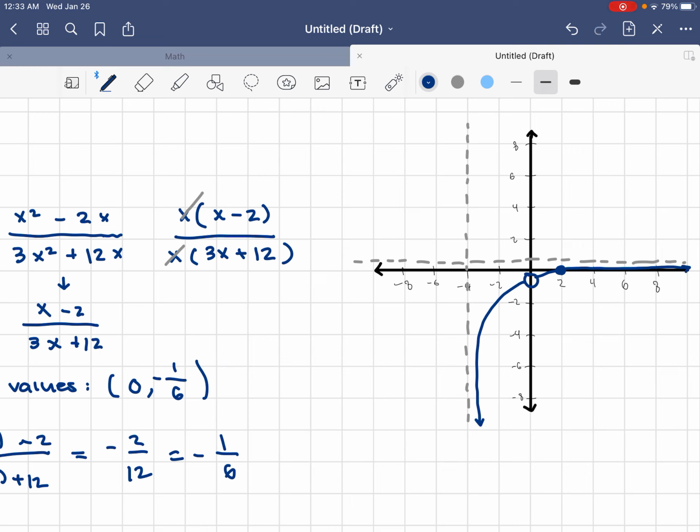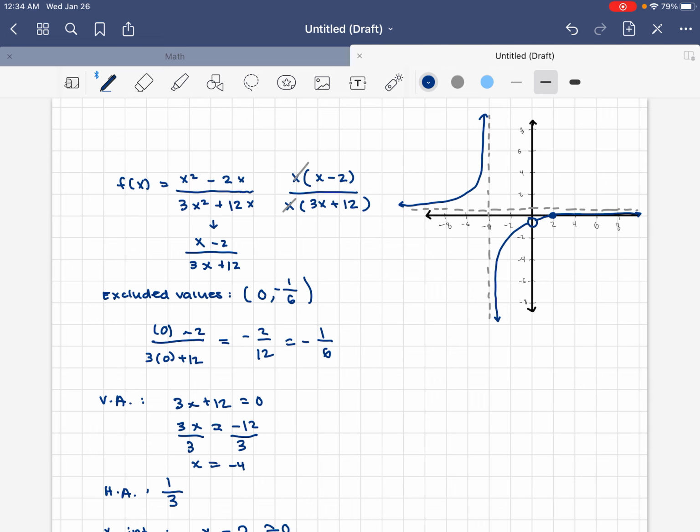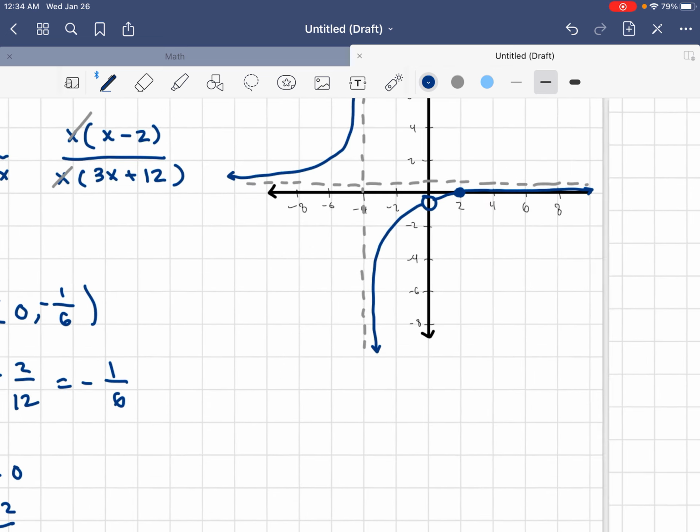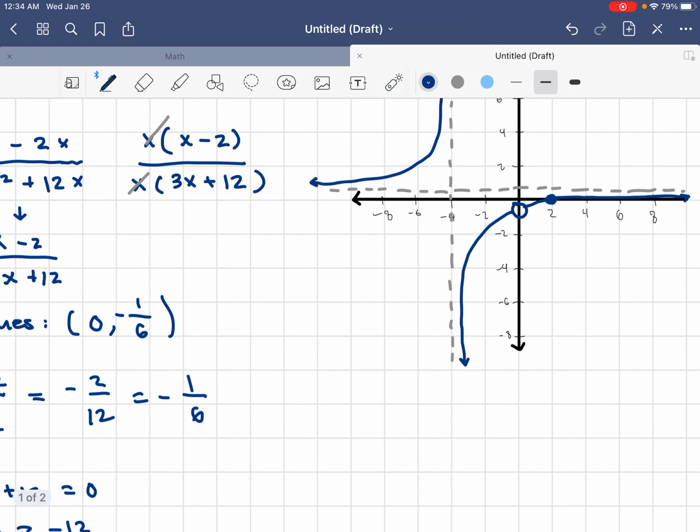And on this side, again, it's just a rough sketch, but it's gonna look something like that. So that's what that's gonna look like. Now you can use this graph to find the domain and range. So let's find the domain first.